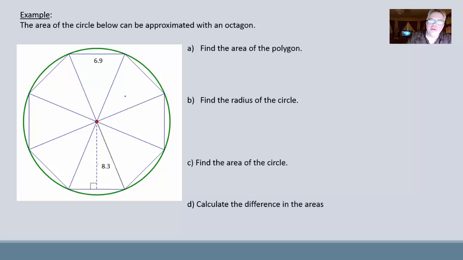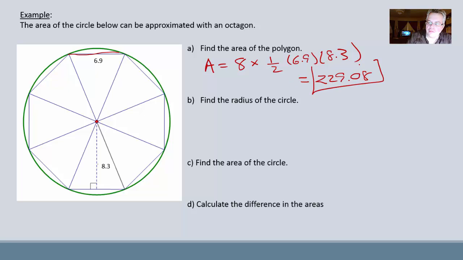Okay, so to find the area of the polygon, well, it's an octagon and it's broken up into 8 triangles. So we're going to do 8 times the area of each triangle. So each triangle is going to be 1/2 the base times the height. The base of each triangle is 6.9. And the height of each triangle is 8.3. And all I have to do is multiply 8 times all of that. So if I enter it in my calculator, I get 229.08. That's the area of the octagon.